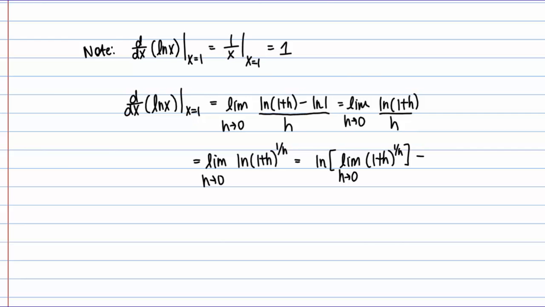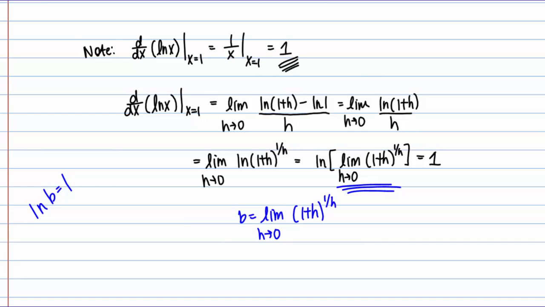And remember that we said before that this all equals 1, right? Up here we solved this a different way and we found that it equals 1. So what does this tell us? Well, remember what we're looking for. We're looking for a number b such that the natural log of b equals 1. Well, then this expression here must be our b, our base. So the base of the natural log is this limit. The limit as h goes to 0 of 1 plus h to the 1 over h power.